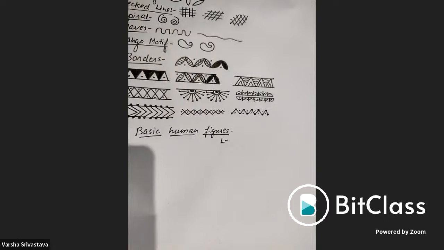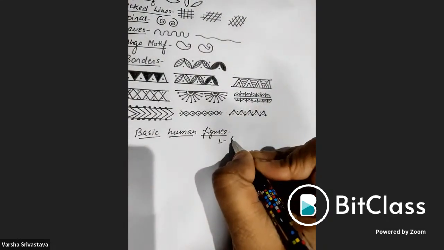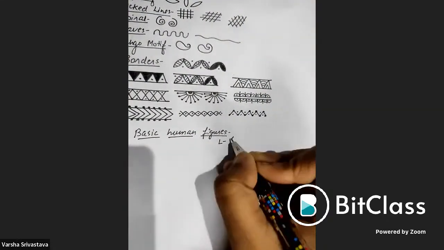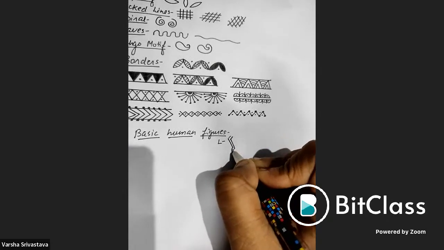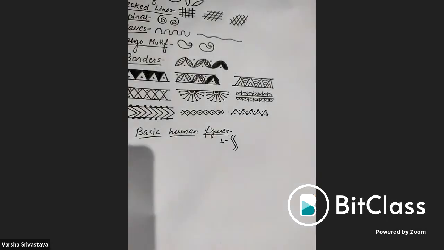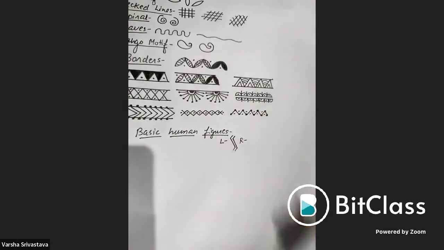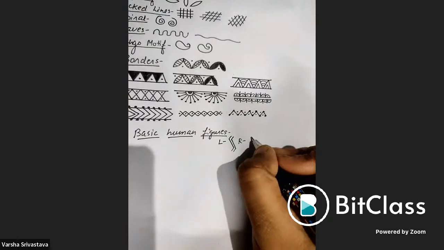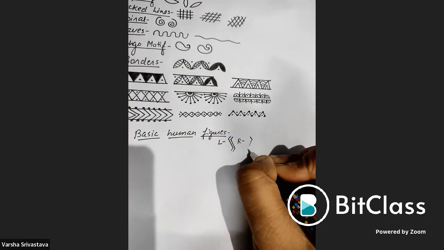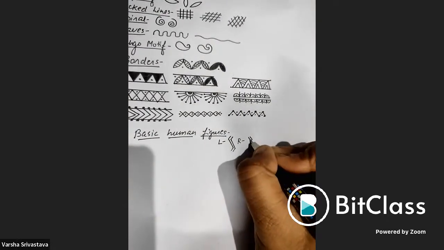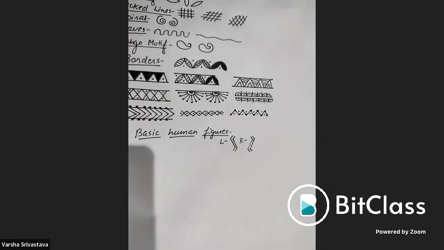This is for the person who is standing and facing towards the left. Okay, so just make a small slant line like this. Big slant line, small slant line. Again, small, big, small, like this. Just opposite to it is the right leg formation, and it is like this. A person is standing and facing towards the right. This is the right leg formation. Left leg formation, right leg formation.